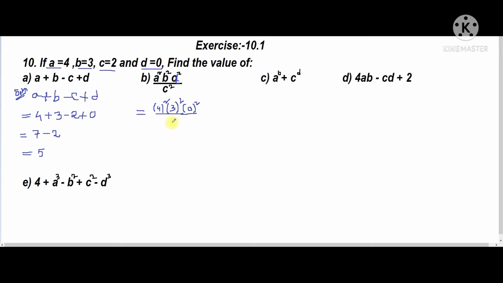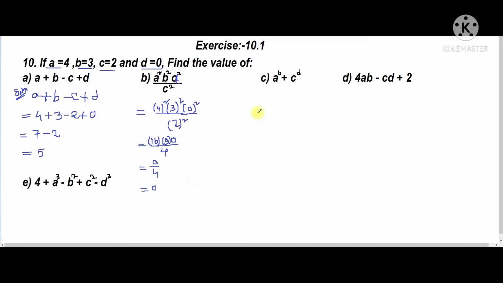And c square: in place of c we write 2, and the exponent is 2, meaning square. 2 square is 4. Then 4 square means 4 into 4, 16. With the bracket, 3 square is 9, and 0 square means 0. If I multiply the 0 with the 16 and 9, there will be 0. In the denominator is 4. So 0 by 4, the answer will be 0.